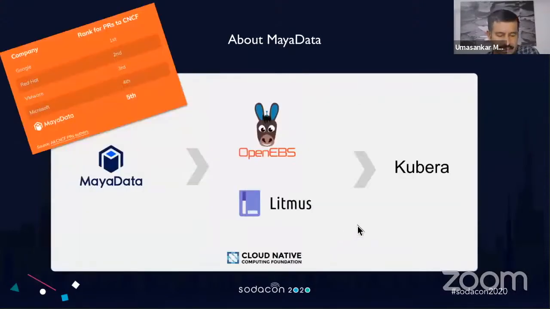So a little bit about MayaData. MayaData, we operate in the data management area of the cloud native ecosystem, and primarily developing a lot of technology and working with the communities associated with the Cloud Native Computing Foundation. In terms of PR authors, we are the 5th largest company donating code to this foundation. So that tells us how committed we are to be in the open source for the cloud native technologies.